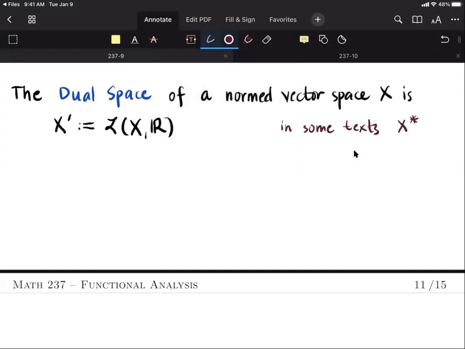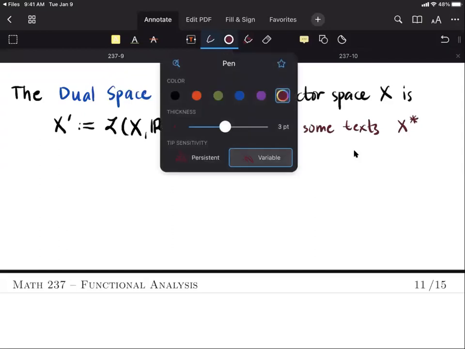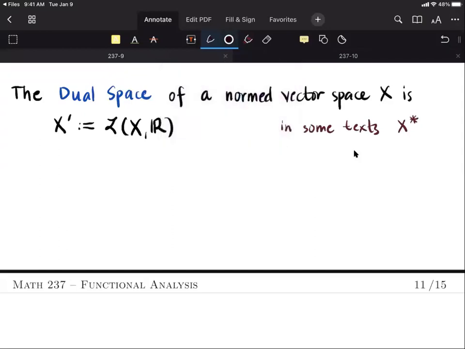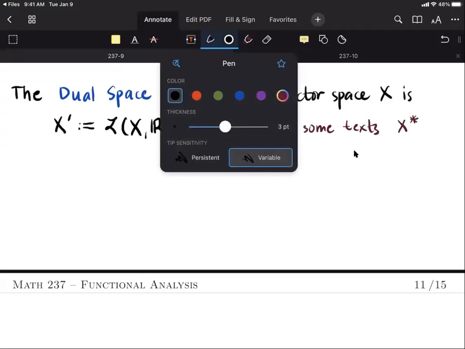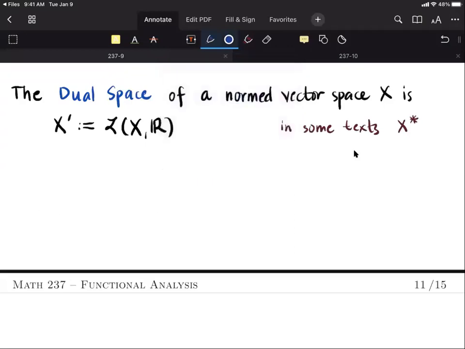But for now, we know that even though the primal space, that is this normed vector space X, is not complete, the dual is always complete. So X prime is a Banach space with the operator norm.